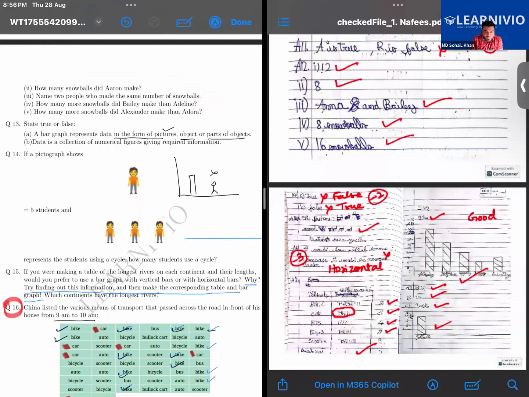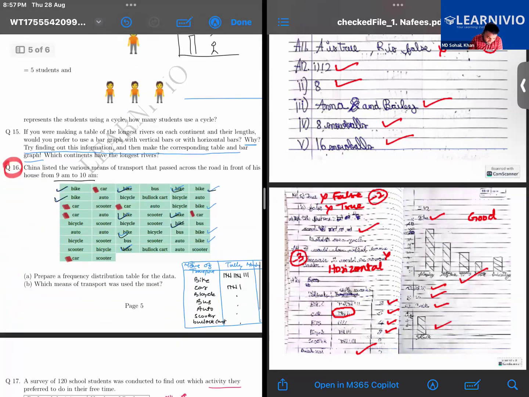No, sir. No, we don't know. So it was actually false. Data is a collection of numerical figures giving required information. Obviously. What is data? It's a collection of numerical figures, and numerical figures here refers to numbers. Getting it? So it gives you some information, so it is true.